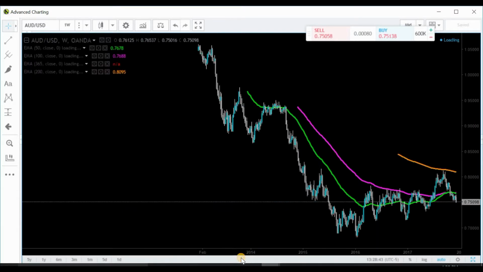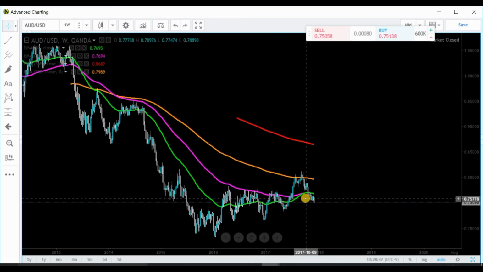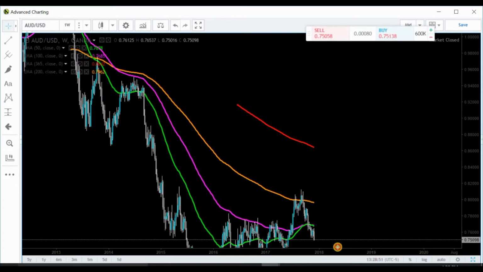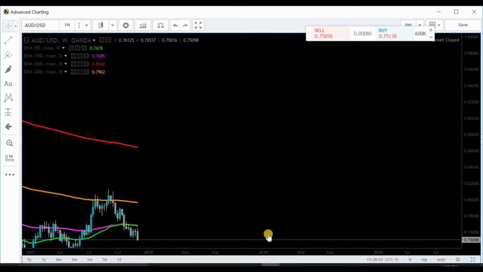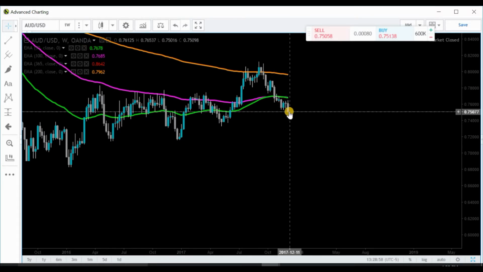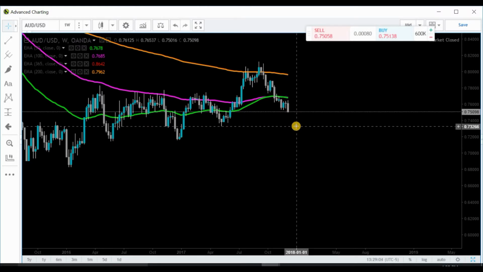All right, so the next pair we're going to look at is the Australian dollar to US dollar. The Aussie USD has been falling for some time now in a downward channel for several weeks. And last week was a very strong week for the dollar compared to the Australian dollar. So I'm thinking it will continue its trend down.